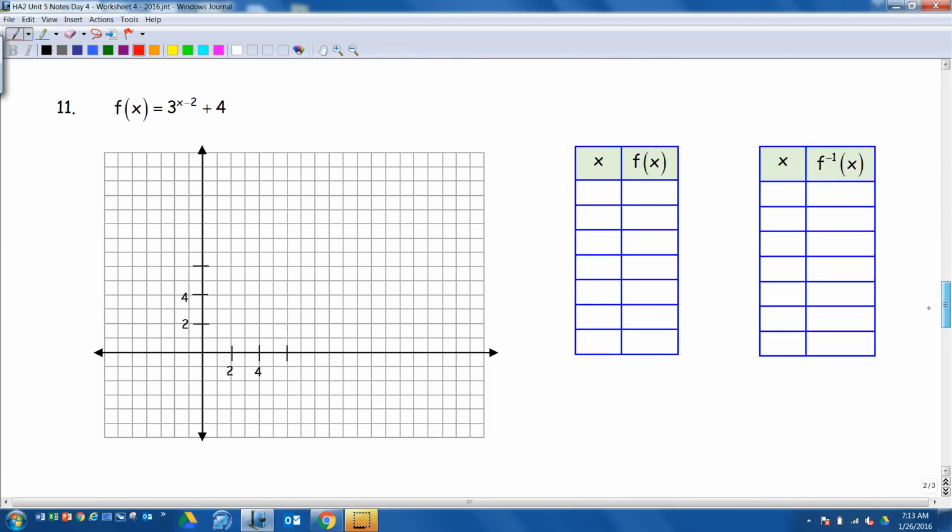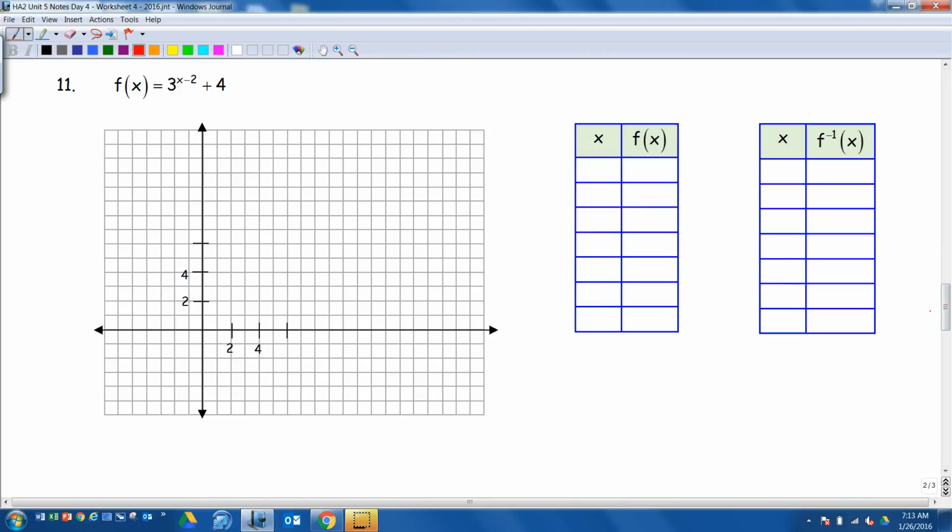Okay, for this one we're going to do some shifts. I'm going to use the calculator to get these values again. So in my calculator I noticed that -1 gives me 4 and 1/27. 0 gives me 4 and 1/9 because you're adding 4 to this. Then 1 gives me 4 and 1/3. 2 gives me 5. 3 gives me 7. 4 gives me 13. And 5 gives me 31.